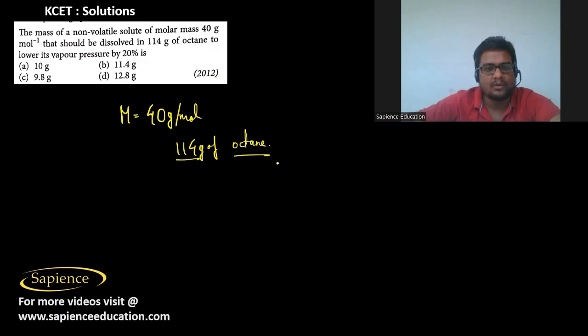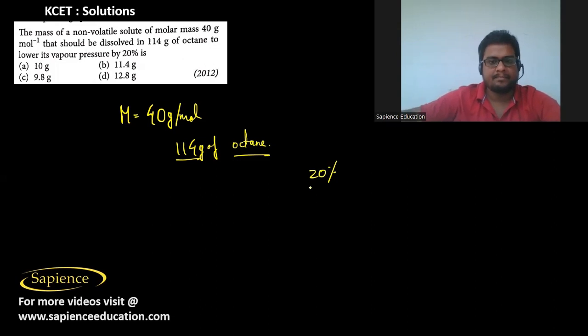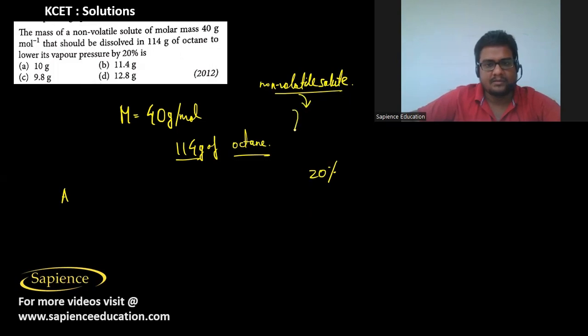So here it means the non-volatile solute should be dissolved in 114 gram of octane. So with octane it should be mixed so as to lower the vapor pressure by 20%.